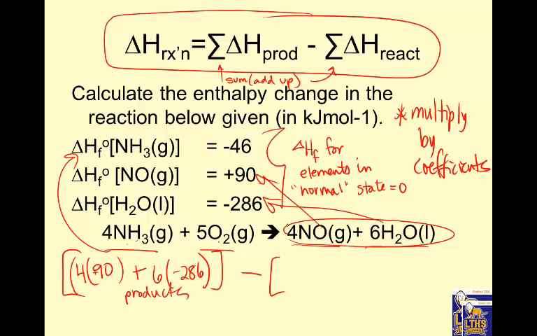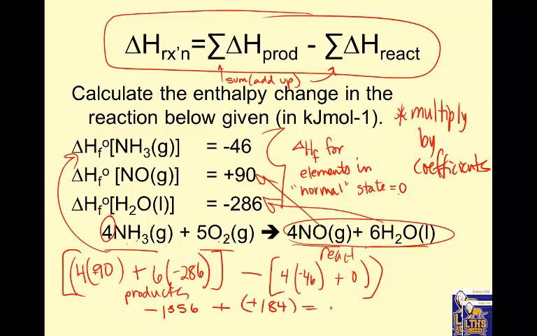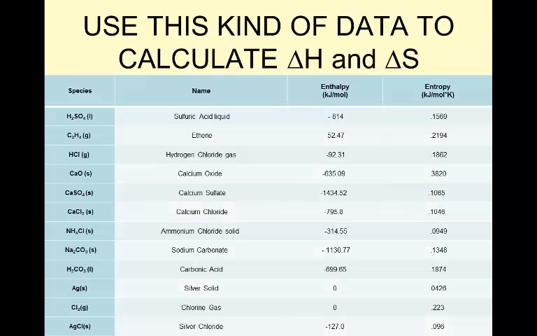All right, so I summed those. I multiplied, and then I have to add that up. On this side, I have a coefficient of 4. And so I have to multiply that by negative 46 because that's the heat of formation of ammonia. And then 5 times 0 is 0. Okay, so what does this give me? Remember, this is reactants. This gives me negative 1,356 for the products minus negative 184 for the reactants, and I get negative 1,172. Now you might be wondering what units that would be. That would be kilojoules. Okay, so the delta H for this reaction can be calculated using information like this. Oh, look it, here's a table.